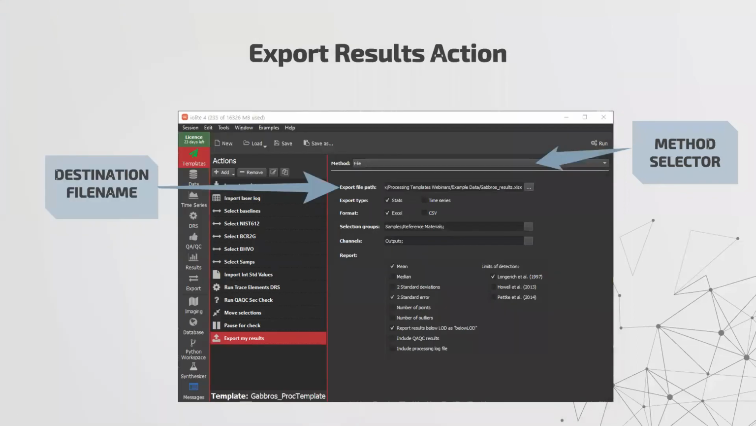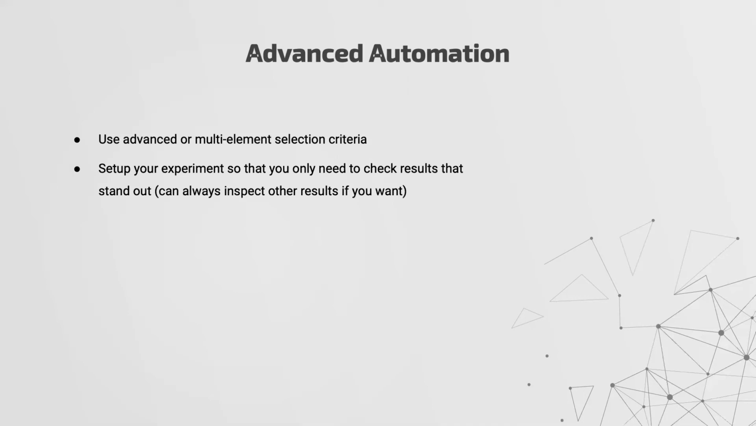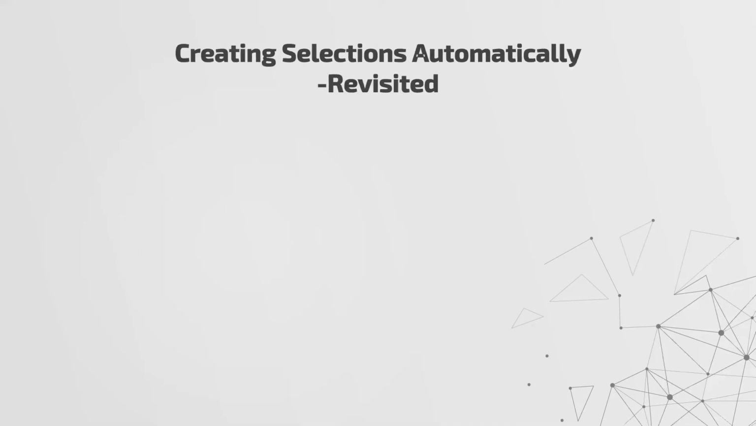So now let's have a look at some slightly more advanced automation ideas. As I mentioned, there's a few advanced ideas that we can cover. One is to use multi-element selection criteria, or even single element criteria. We can also look at different ways of setting up your experiments so that you only check the results that you need to. You can create your own channels. You can perform optimization. So those are the ones that we'll look at today, but there's plenty of other things as well. So let's look at creating selections automatically.